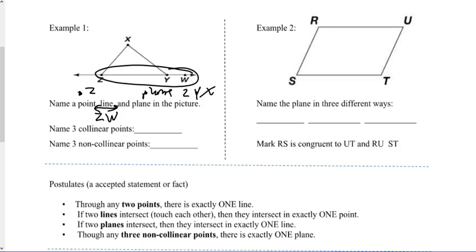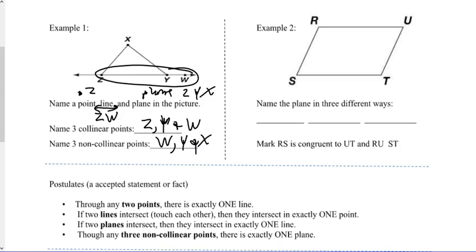Name three collinear points. I've already alluded to that. That would be Z, Y, and W. Three non-collinear points. That's the same as naming a plane. Well, let's use different ones this time. How about W, Y, and X? Okay.